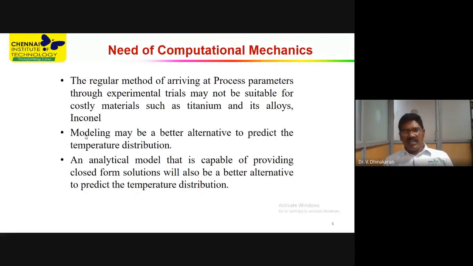Okay. And see, nowadays, no one has time, neither industry nor researchers, whoever it may be. They are always under time constraints. They want immediate results.